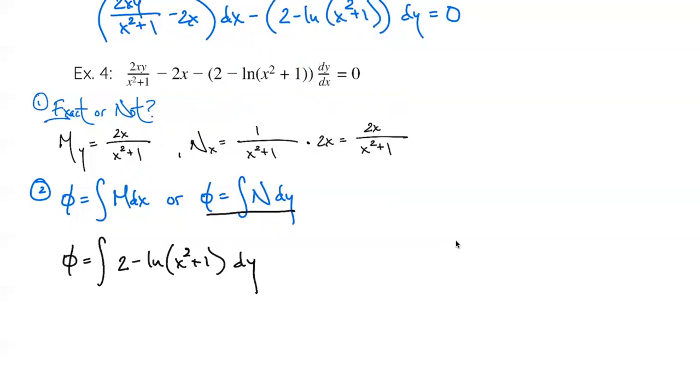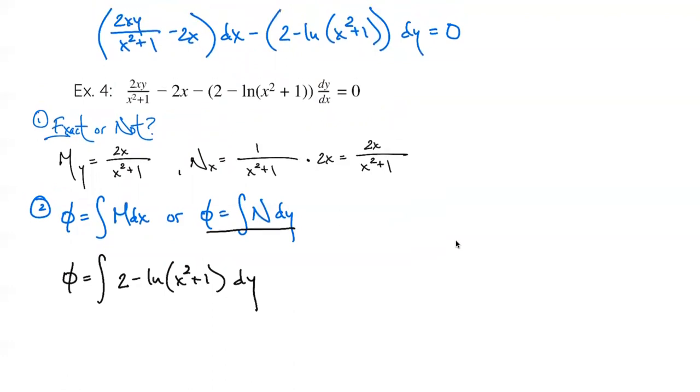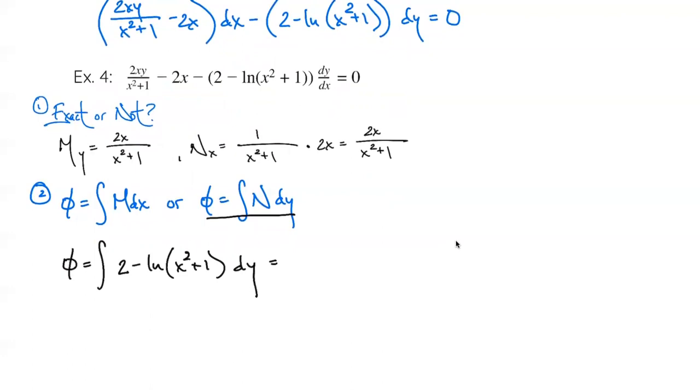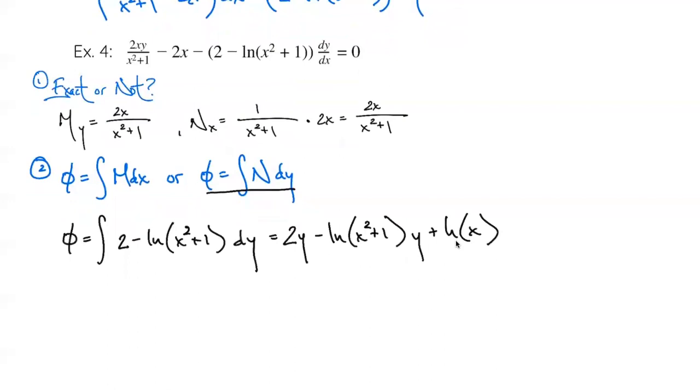And so when I do that, I end up with 2y minus natural log of x squared plus 1 times y, plus any function that was only in x. That had to have gone away when I took a derivative with respect to y.